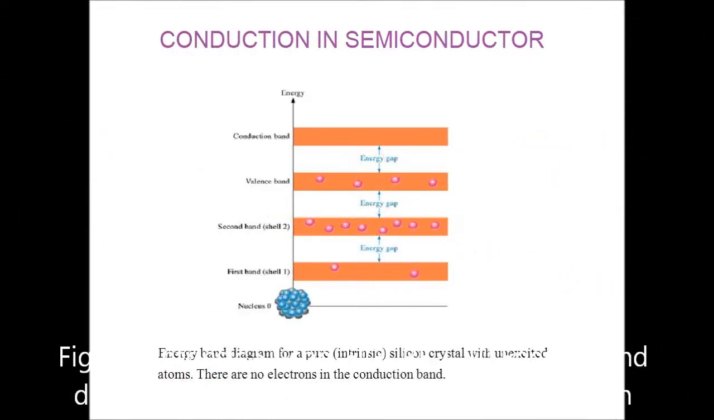Conduction in semiconductor. As we know, electrons of an atom can exist only within prescribed energy bands. Each shell around the nucleus corresponds to a certain energy band and is separated from adjacent shells by band gaps, in which no electron can exist. The figure shows the energy band diagram for a pure silicon crystal with unexcited atoms. There are no electrons in the conduction band. This condition occurs only at a temperature of absolute 0 Kelvin.